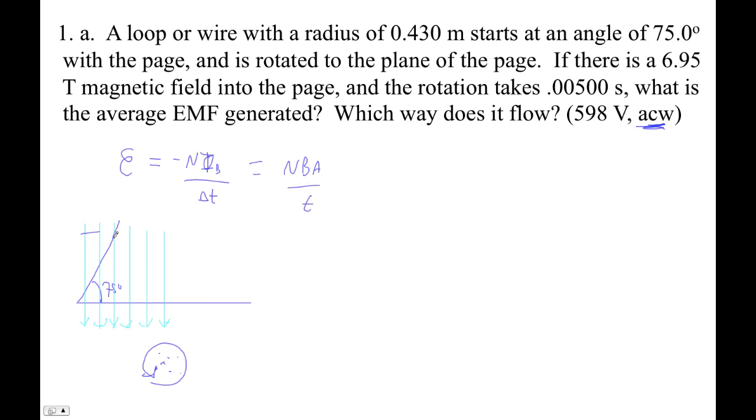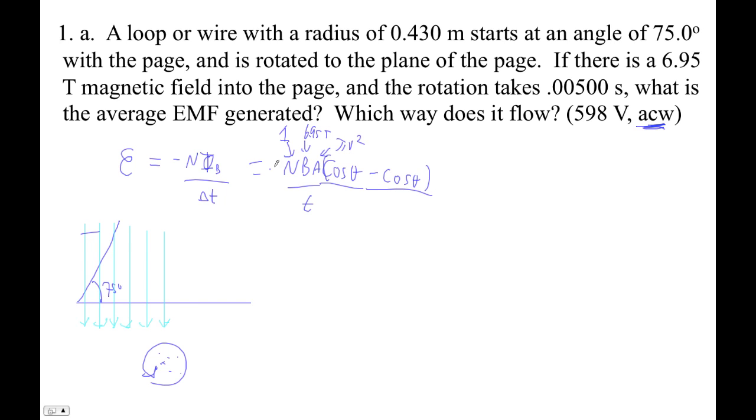So anti-clockwise is definitely the direction. And what's happening here is the angle is changing, right? It's cos theta, right? Okay, but nothing else is changing. The windings, there's only one winding, right? The magnetic field is 6.95 Tesla as well. That's pretty strong. The area is just pi r squared, right? And then it's the cosine that's changing, right?